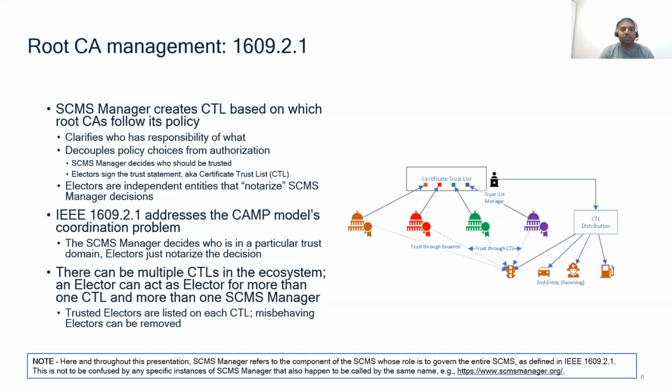So 1609.2.1 directly addresses the concerns that I just pointed out in the last slide in the CAMP model, the problem of coordination. The SCMS manager decides who is in a particular trust domain, and electors simply notarize that decision. In this system, there can be multiple certificate trust lists in the ecosystem, and an elector can act as an elector for more than one certificate trust list and more than one SCMS manager. The trusted electors are listed on each CTL, and this system also allows for removing an elector that has been shown to be misbehaving.